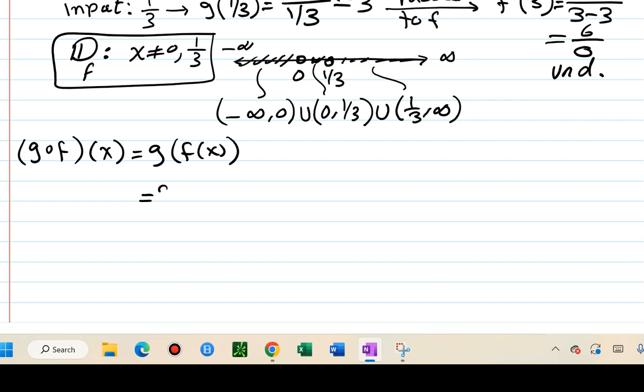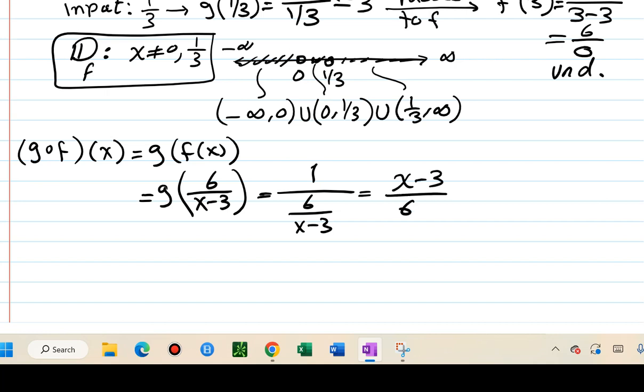Well, g of f of x is going to be g of 6 over x minus 3. That's what f of x is. And what will g do to its input? Remember, it does 1 over x, so it's going to do 1 over 6 divided by x minus 3. Invert and multiply, we get x minus 3 over 6. Let me write this in the form of 1/6 x minus 1/2, right? x over 6 and 3 over 6.